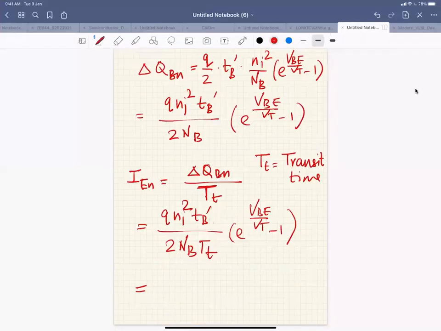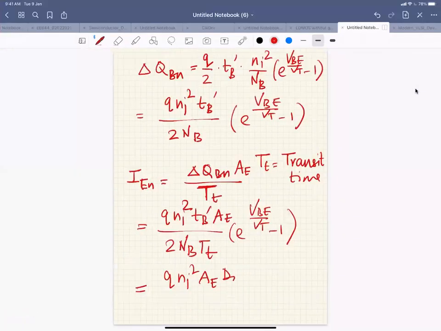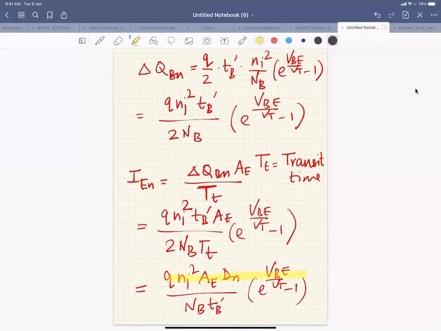I could not skip AE, right? Because I have to multiply the total charge, right? This is AE. Q Ni square AE and dn and B TB dash e to the power dB by VT. So this we had earlier derived, and this we have derived now, right?